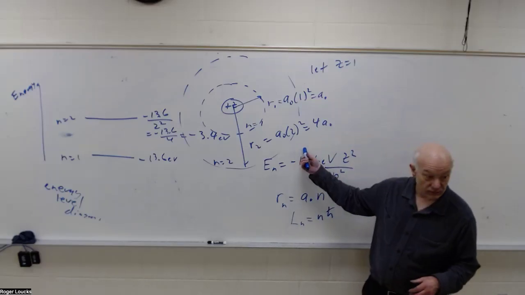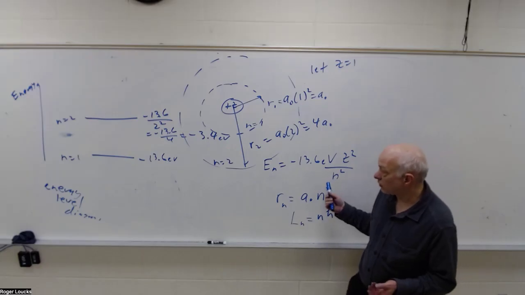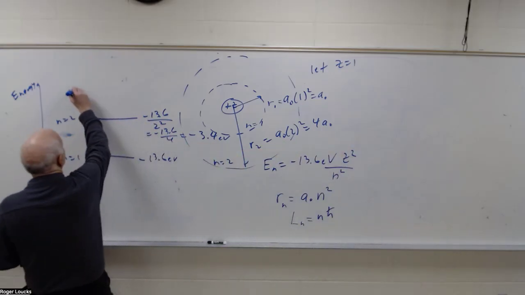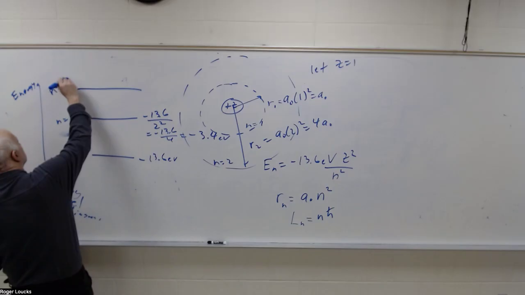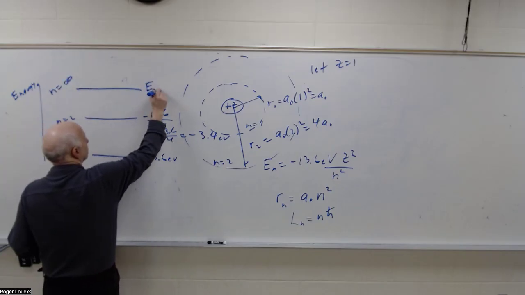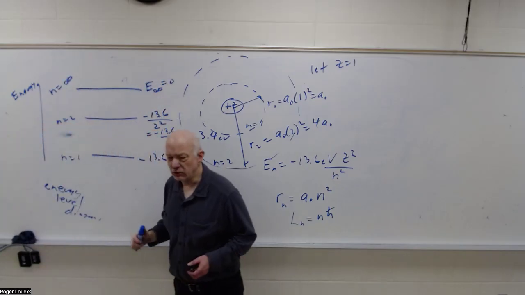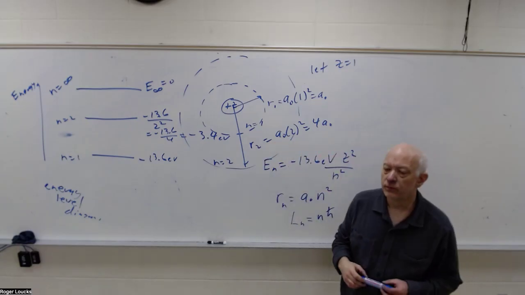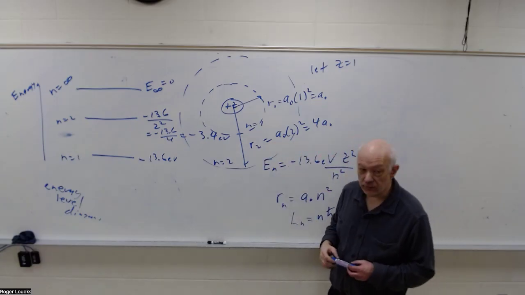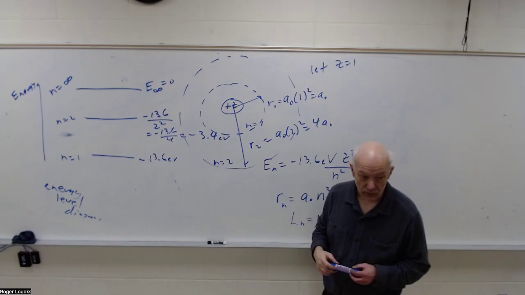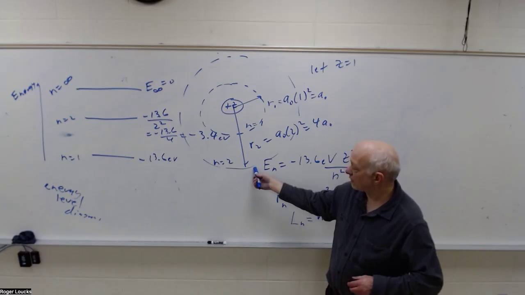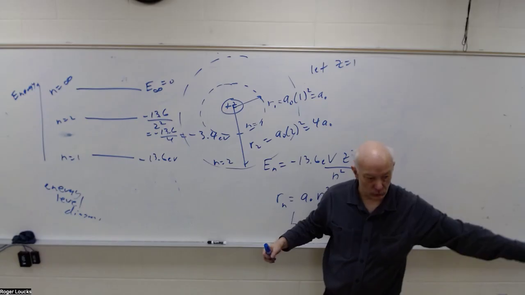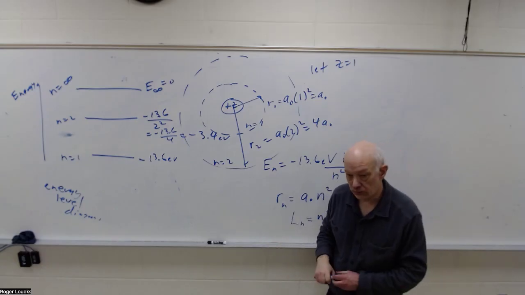What happens if I put infinity in? Then the radius becomes infinite, and the energy is going to go to 0. What does that correspond to? That's going to be ionization. It means this electron has so much energy that we've ripped it away from the atom. That's ionization.